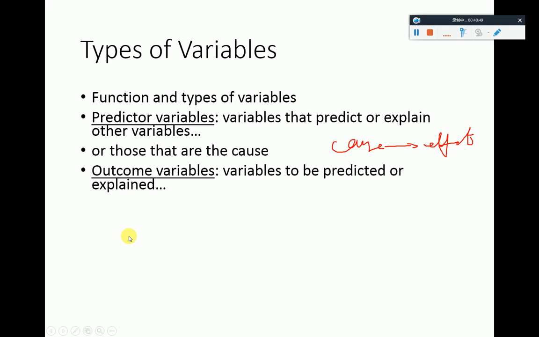So you can imagine that if we have predictor variables, then we'll also have outcome variables. Outcome variables are very straightforward, right? They are variables that are predicted, variables that are explained, or variables that represent effects. All right.